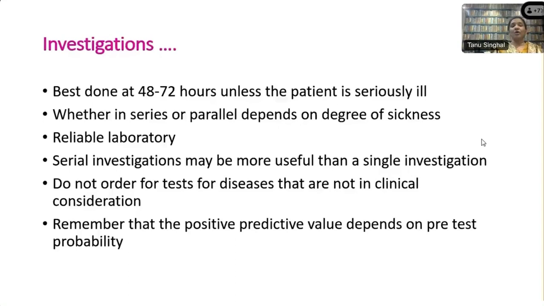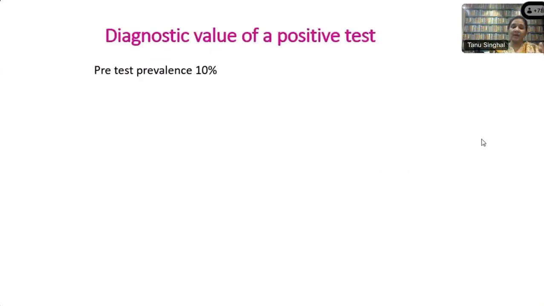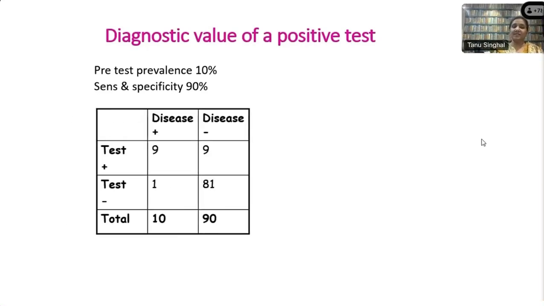Because sometimes labs offer a full fever panel. I mean, they do all kinds of tests in one. But sometimes you are not thinking of some of these diseases, and therefore you would not want to do them. But the most important thing is that the positive predictive value depends on the pre-test probability. That means, and this is just like a table which tells you, suppose you have a disease where your pre-test prevalence is low, and you use a highly sensitive and specific test which has a sensitivity and specificity of 90%, which is very good.